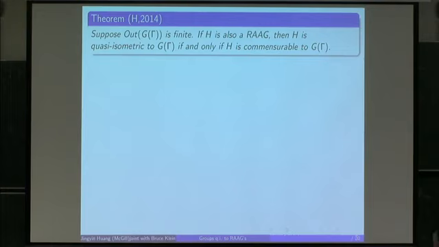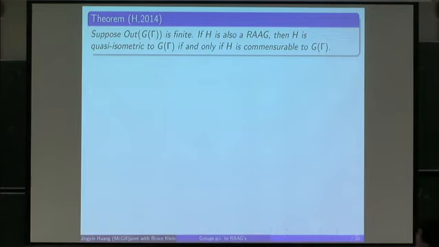Then, if H is another RAAG, then H is quasi-isometric to G of gamma if and only if H is commensurable to G of gamma. Notice that here we require H to also be a RAAG. So this is a kind of quasi-isometric classification within the class of RAAGs.